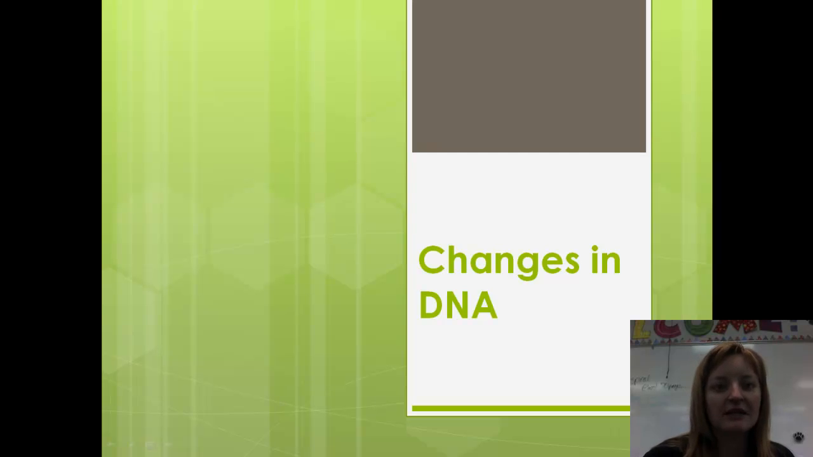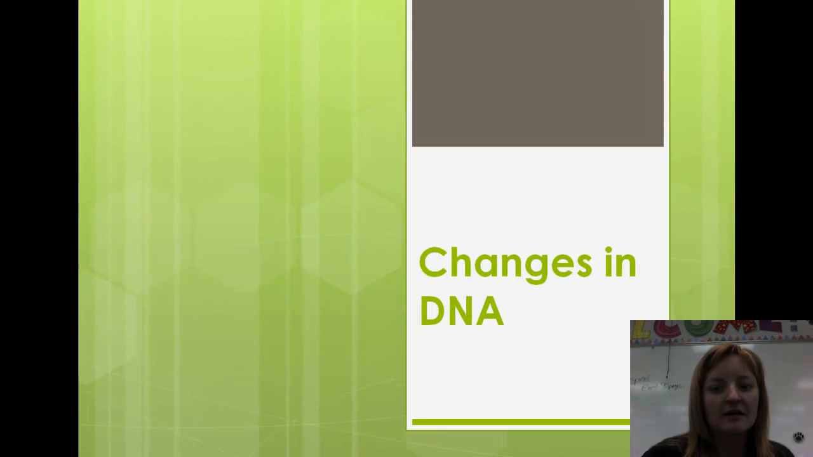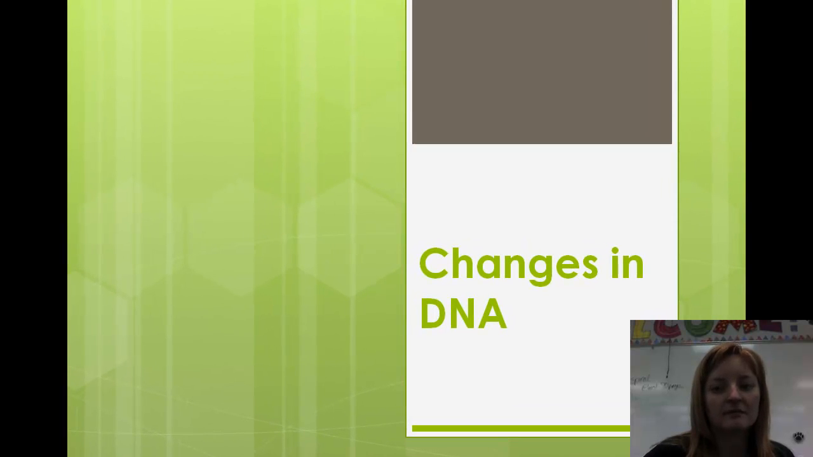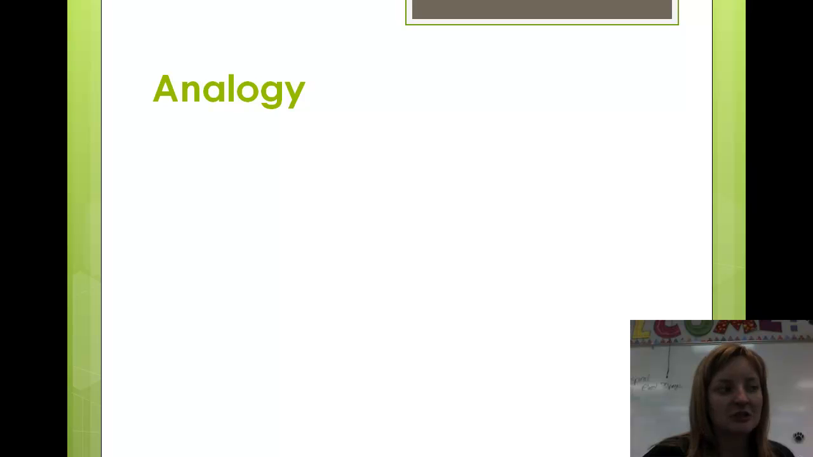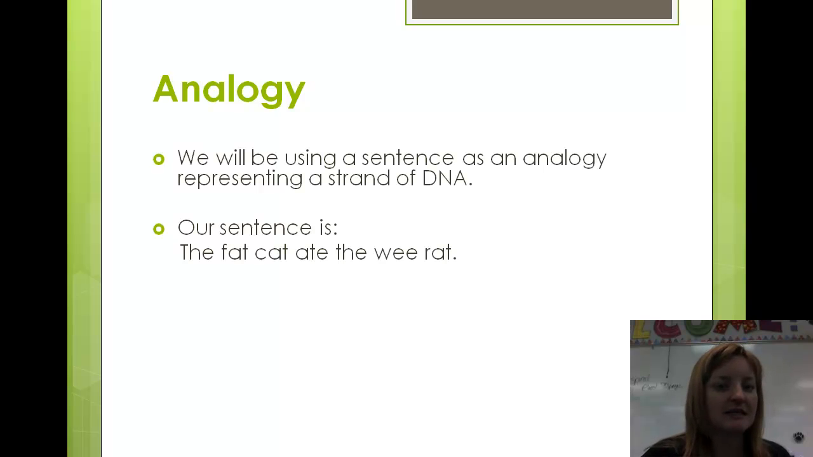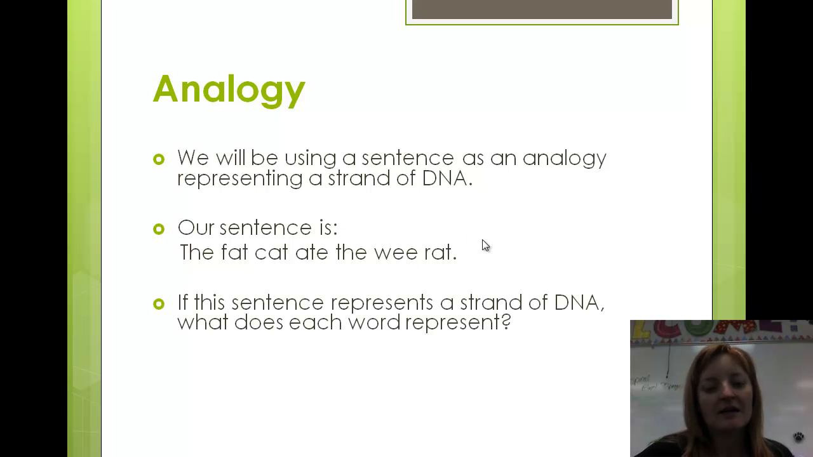So the first thing that we need to talk about is an analogy to help us remember and understand some things about DNA. The sentence I want to talk about is the fat cat ate the wee rat. Just in case you're not sure, wee, W-E-E, means small or little. Okay? This sentence represents a strand of DNA.